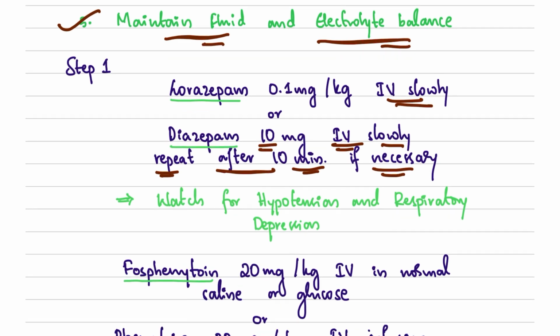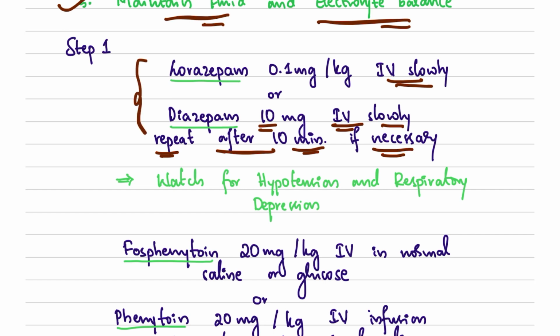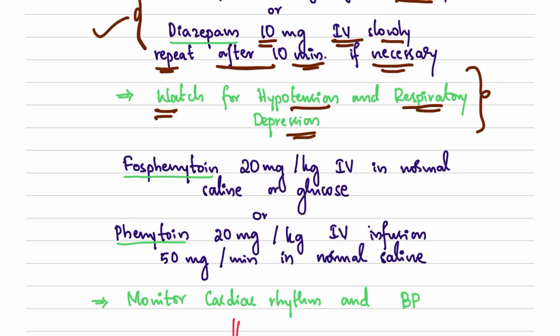Okay, then in this case, when you are giving these two drugs, make sure that you are watching out for hypotension as well as respiratory depression. So you should also maintain that the airway is all right, and there is no particular respiratory depression. Also watch out for hypotension of the patient. And if these drugs are not working, you will move on to fosphenytoin.